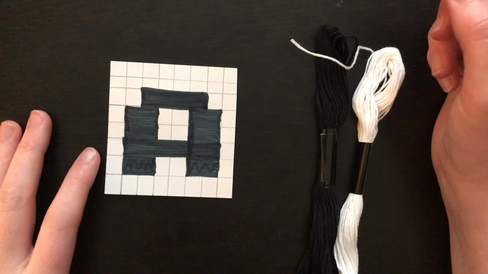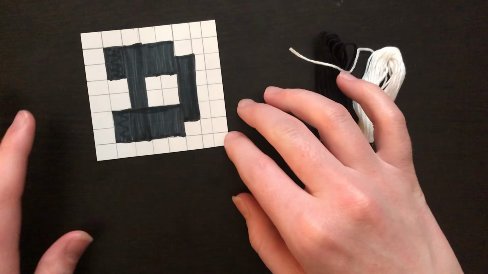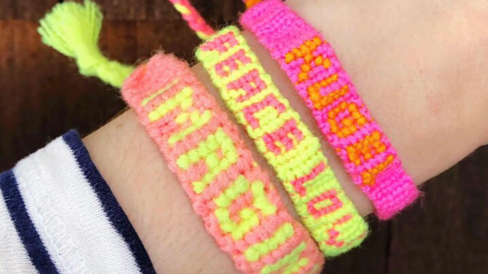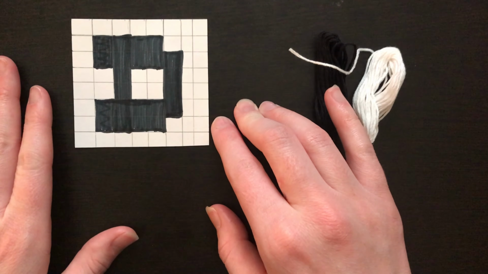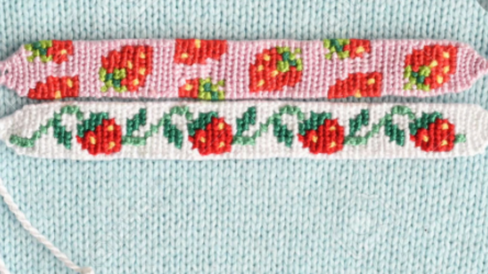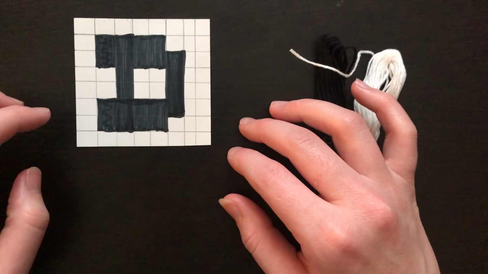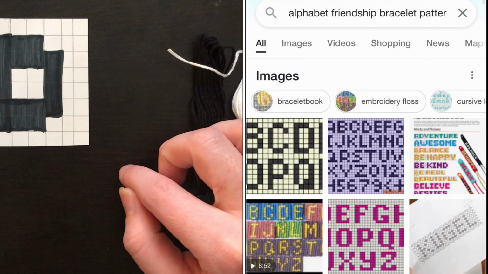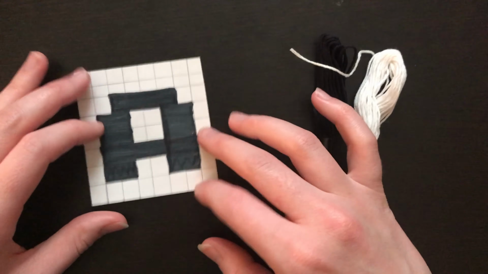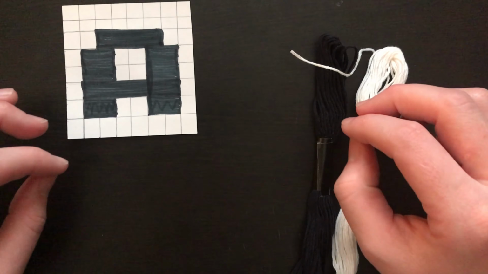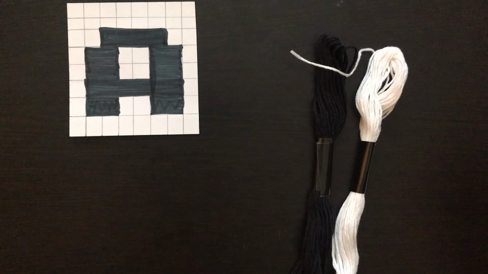Today I'm going to be showing you how to follow alpha patterns. These are used for lettering in bracelets, and they can also be used for doing a lot of different cool patterns with images. You can find these patterns just by Googling friendship bracelet alpha pattern or alphabet patterns, and some patterns should come up of the full alphabet, so you can just choose what letters you want and write out whatever word you want.